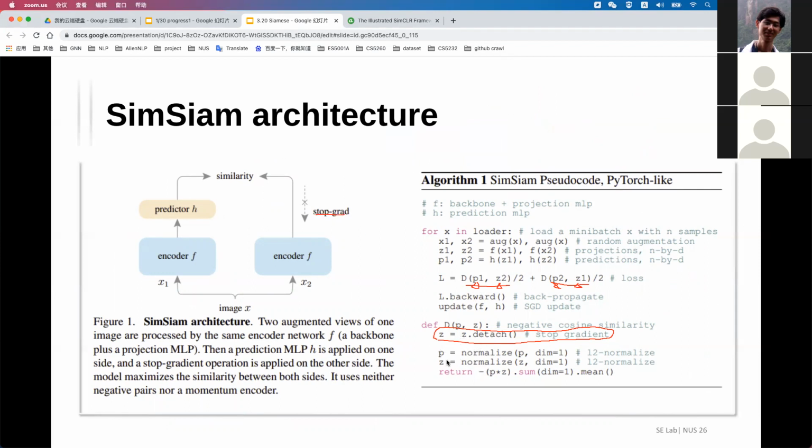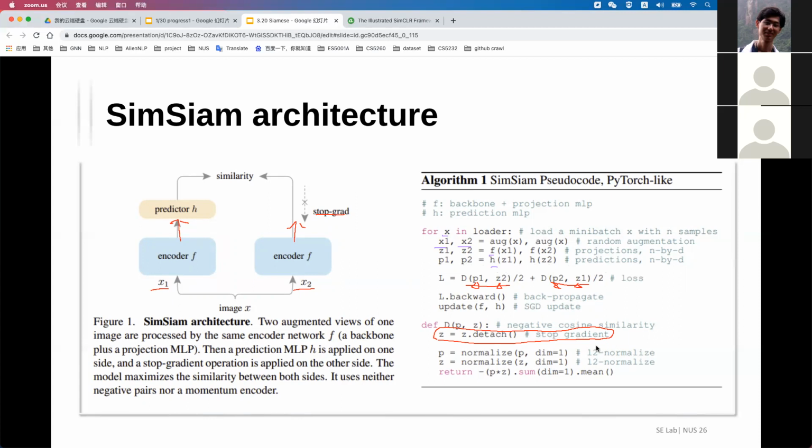Let me see. For each x, we do the augmentation, and x1, x2 will be different, right? Yeah, they will be different. Then it will have z1 and z2, but these f and h are exactly the same. F is the projection, that means the encoder, and then you get z1, z2, and then you predict each. But the z1, z2 is detached from the gradient.